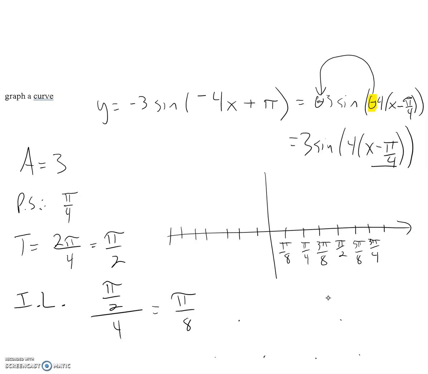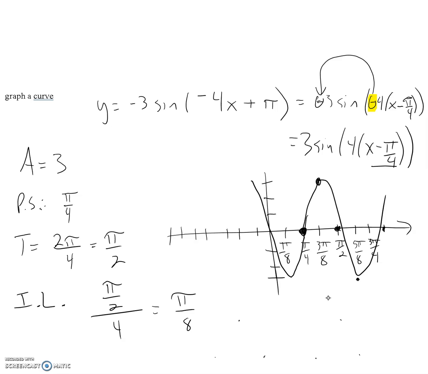All right, so let's see. We're going to start at pi over 4, so I can graph him. I'm going to do what the sine curve does, but it's going to go up to 3 because that's the amplitude. So this is what I should be looking at forever.